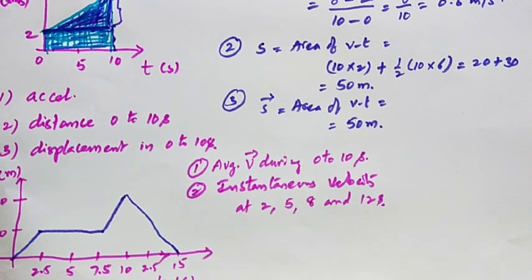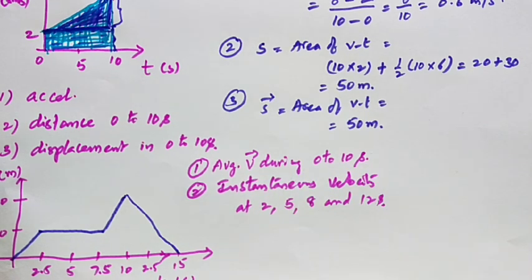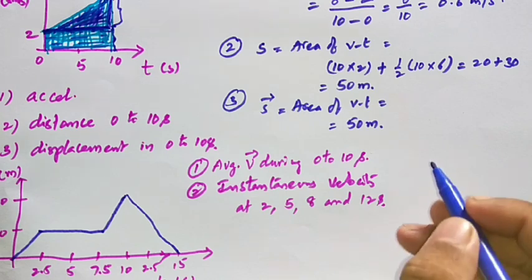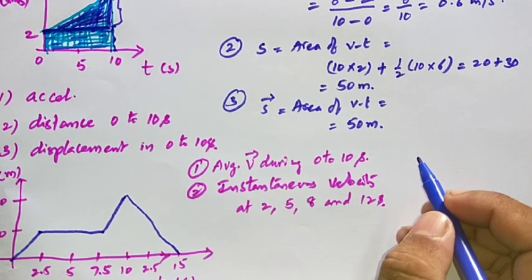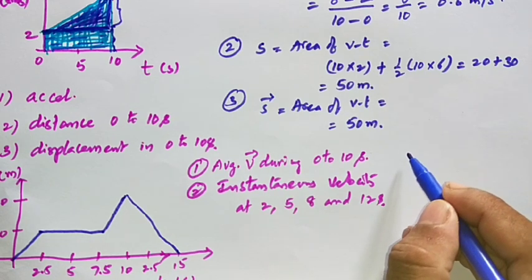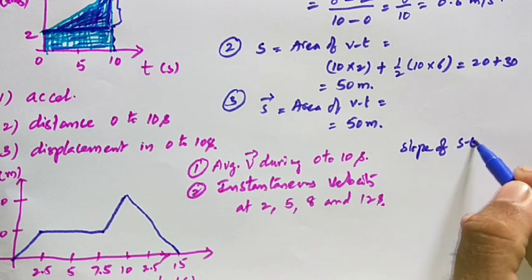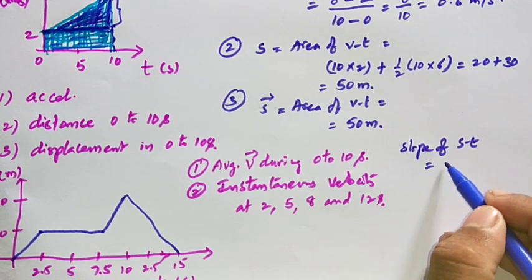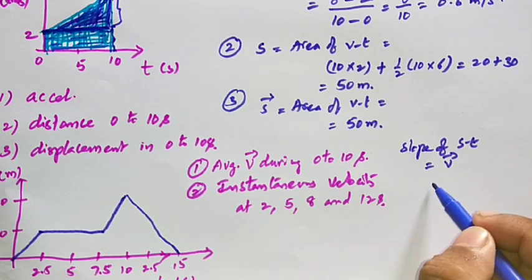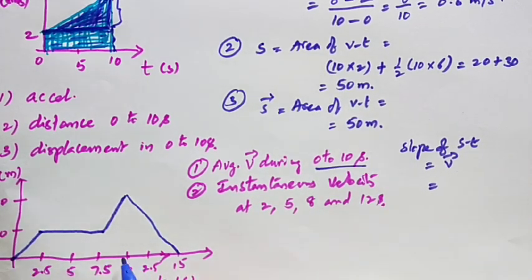Now come on. So this is a position time graph, right? How do you get velocity, average velocity? We know that. What do you need to calculate? Slope or area? Very good, slope. So slope of the s-t graph gives velocity, right? That is equal to, from where to where? 0 to 10 seconds. This is 0, 10 seconds, means up to this point.